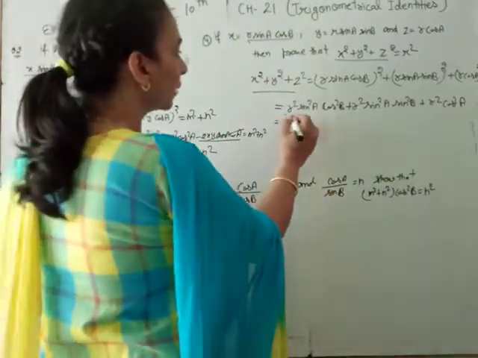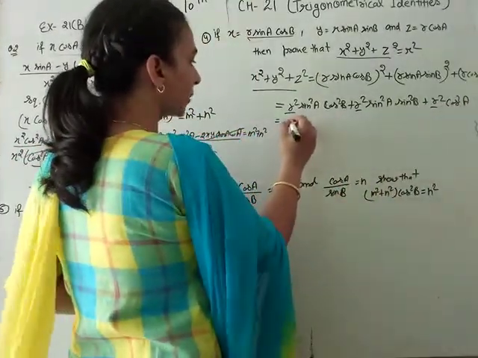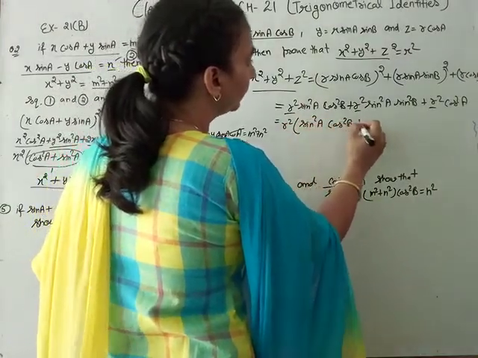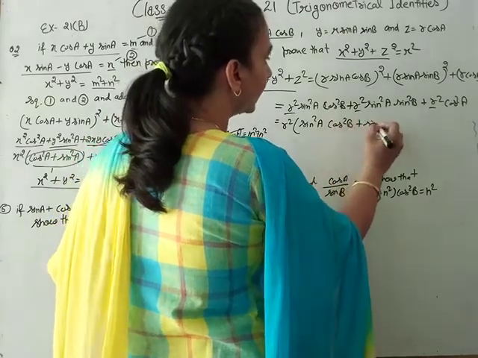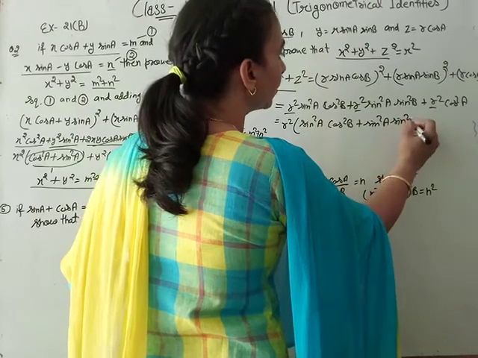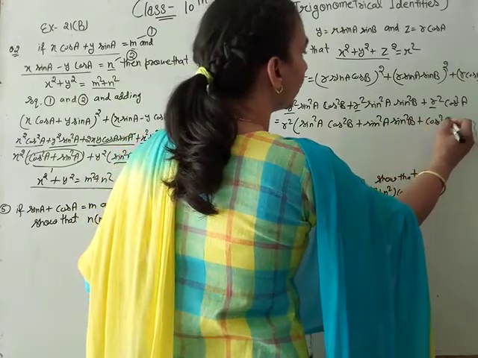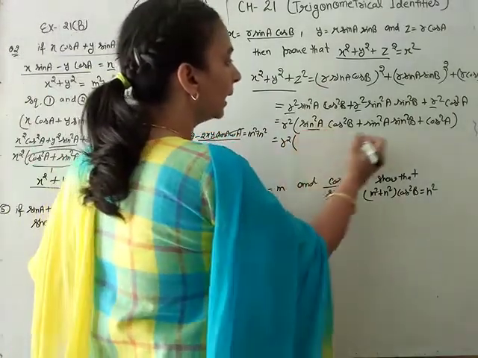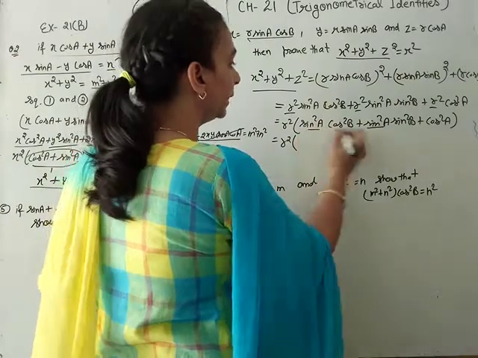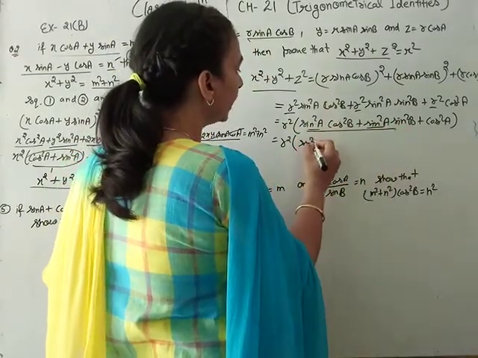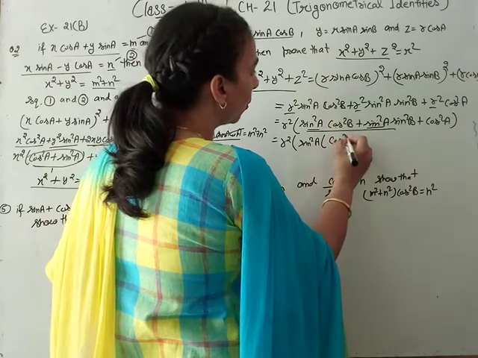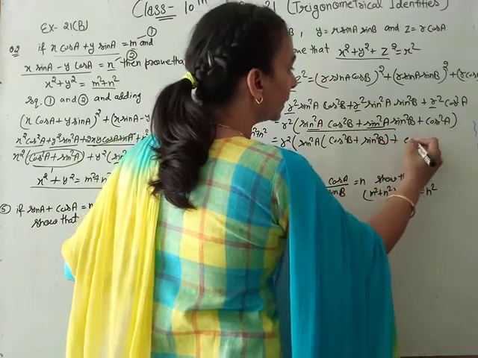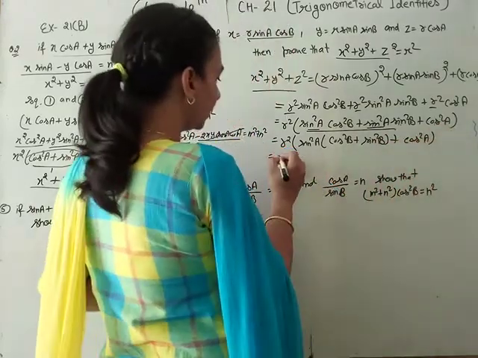Then r square is common in all three terms, so r square times sin square a cos square b plus sin square a sin square b plus cos square a. Sin square a is common in these two terms, so sin square a times cos square b plus sin square b, and plus cos square a. This equals r square.